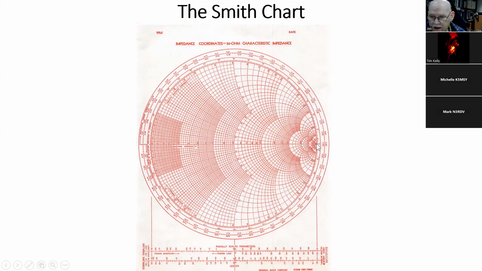The horizontal line in the center is pure resistance. The far right end is 0. The far left end is infinity. And you see a bunch of circles here that are tangent to the far right end. Those are lines of constant resistance.